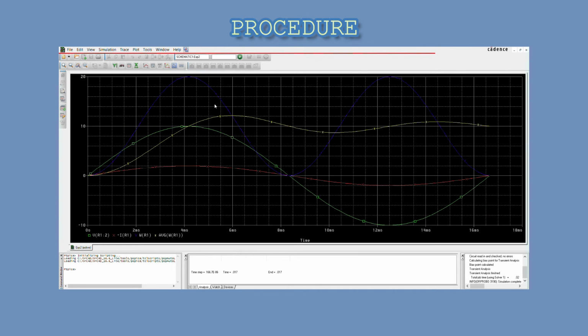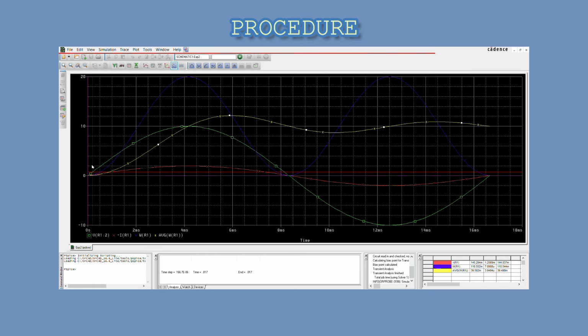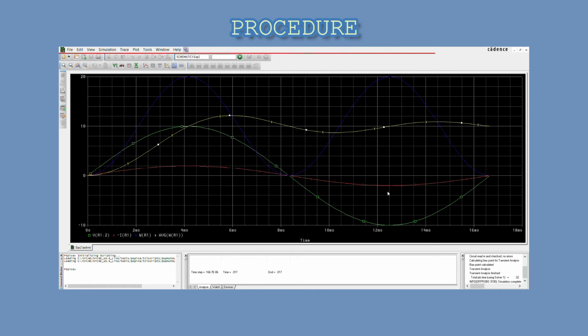To recap, the blue line represents the power waveform. It has an amplitude of 20 watts. The yellow waveform represents the average waveform. From here, we could see that at the end of one cycle, the average waveform is 10.07 watts. The green waveform represents the voltage, while the red waveform represents the current. It is seen that the voltage and the current are in phase since this is a purely resistive circuit, which means there is a 0-degree phase difference between the voltage and the current.